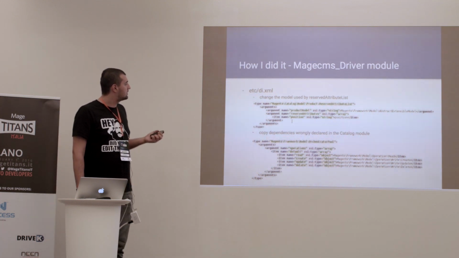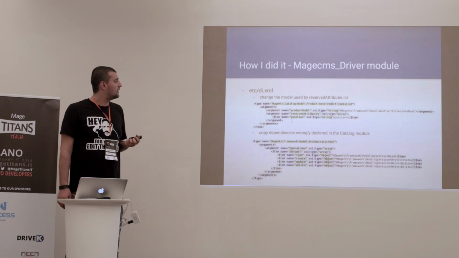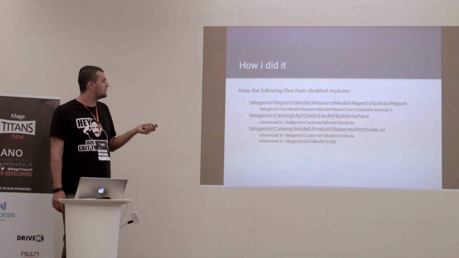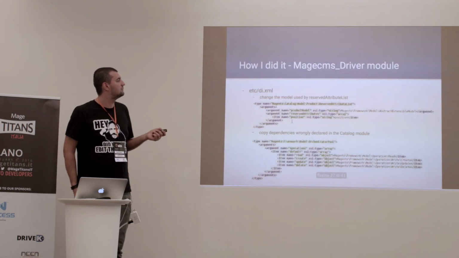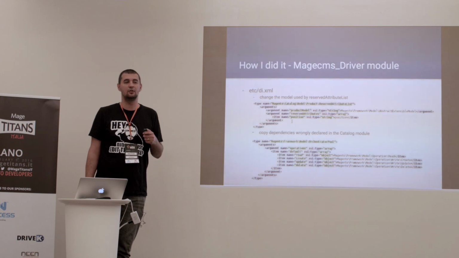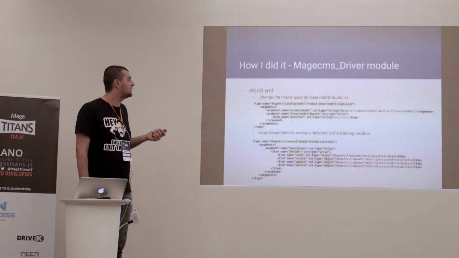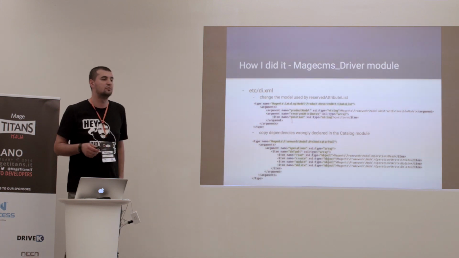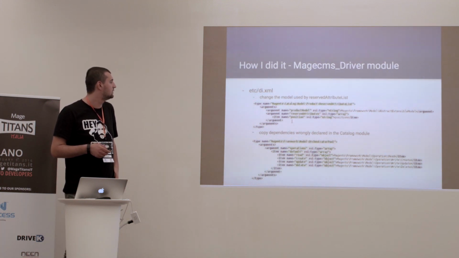It contains just a few files, a di.xml file that changes what I mentioned here, the reserved attribute list. That class uses an instance of the product model, and I made it use an instance of an abstract extensible model, so I basically changed one of its dependencies.